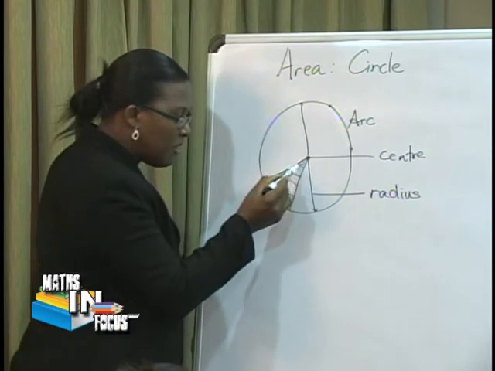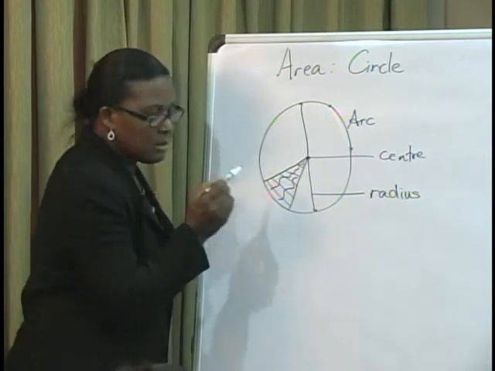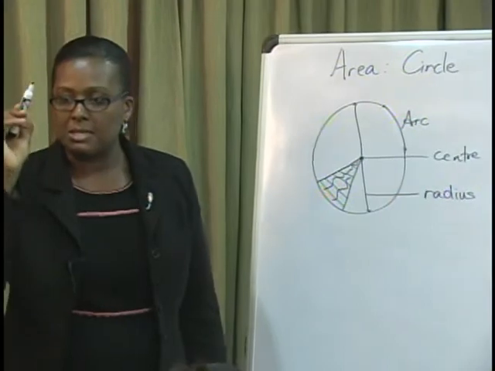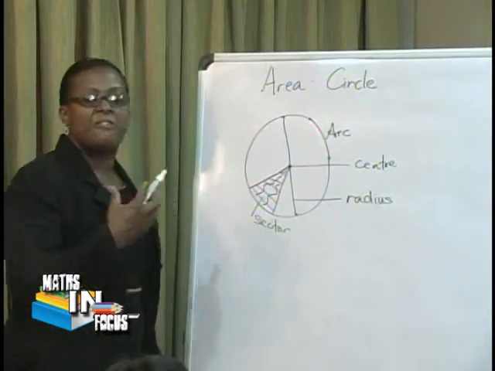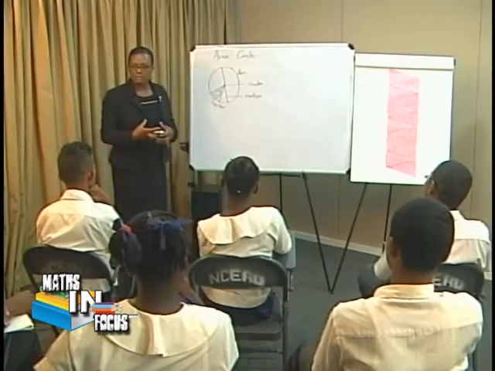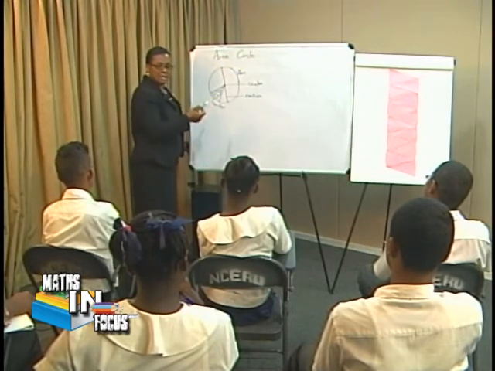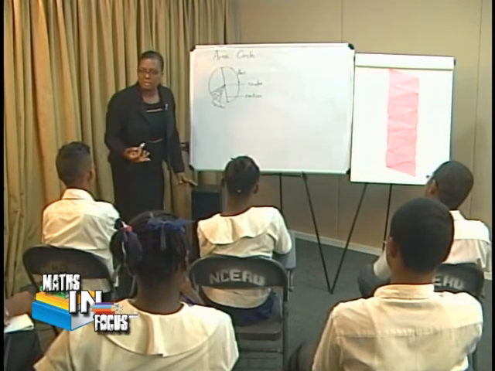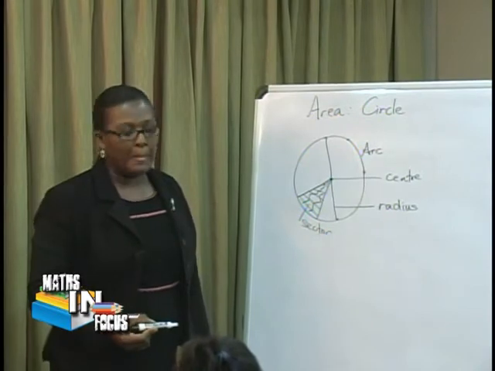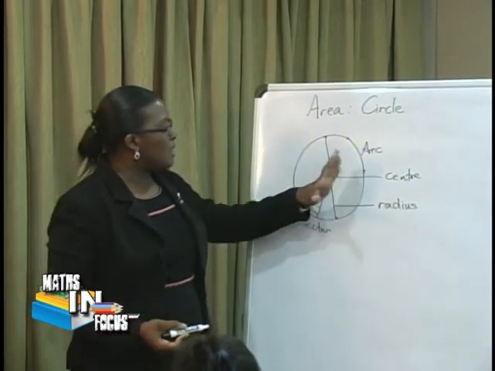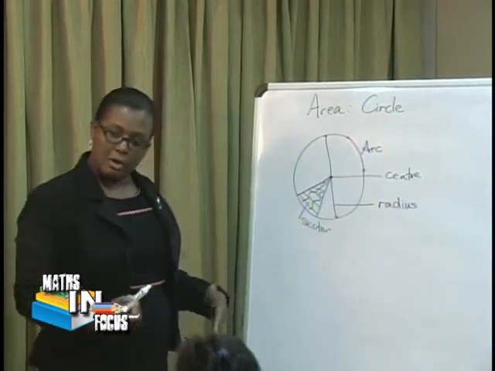What is the name given to this portion of the circle? Begins with S. Sector. This is a sector of a circle. And this sector is some fraction of the circle. This may be a 30-degree angle, so maybe 1/12 of the circle. Okay? So we have the different parts: arc, center, radius, sector, and there are others.